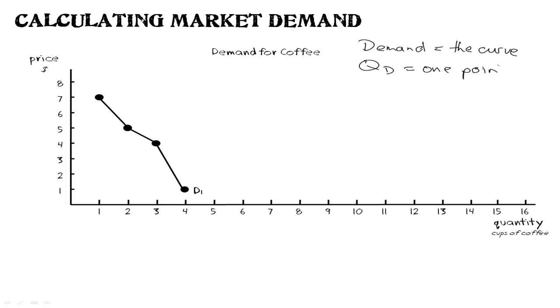So it's how much we want at a given price. So the quantity demanded at $7 is 1, and the quantity demanded at $5 is 2. So that's the difference between quantity demanded and demand.